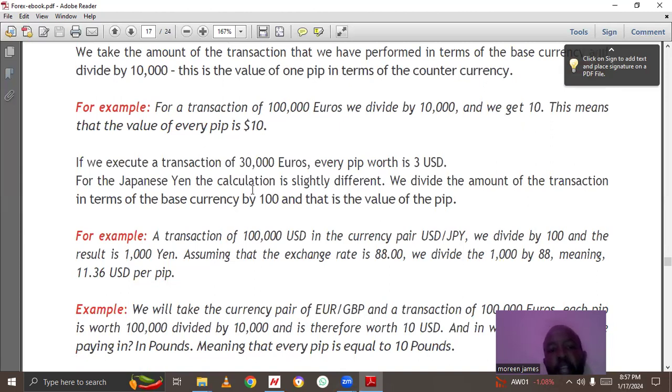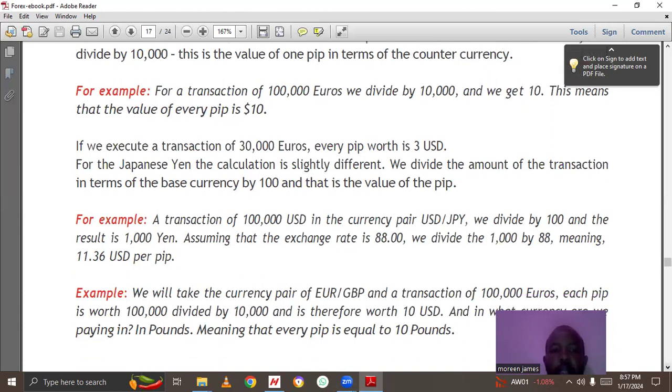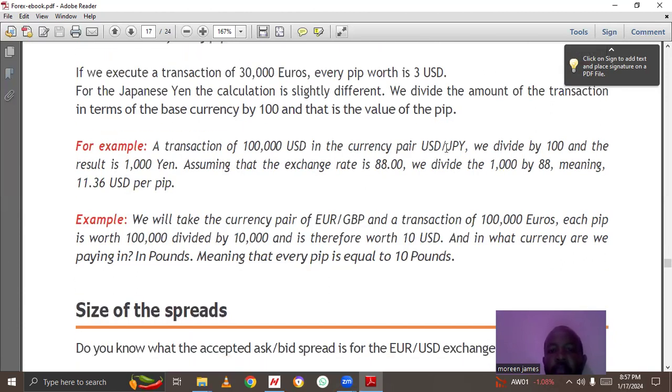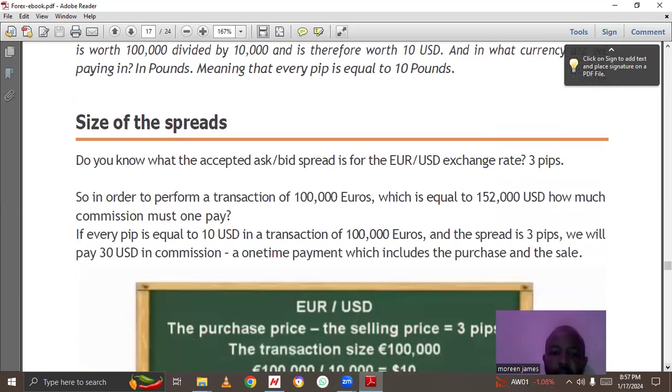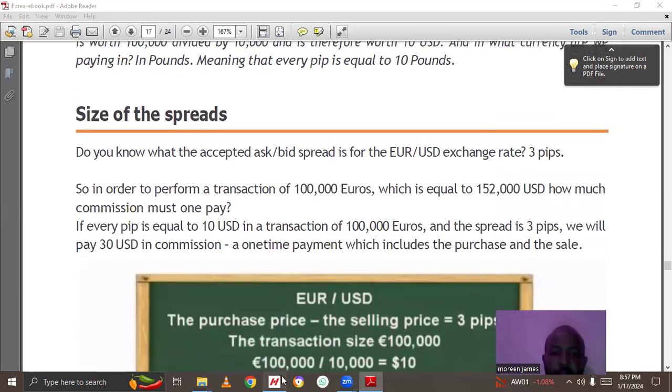For the Japanese yen, the calculation is slightly different. We divide the amount of the transaction in terms of the base currency by 100, and that is the value of the pip. So for a transaction of 100,000 in the currency pair USD yen, we divide by 100 and the result is 1,000 yen, assuming that the exchange rate is 88. I won't be going into all that. Let's go down to the size of the spread, bid and ask. I think we had bid and ask. Let me check.